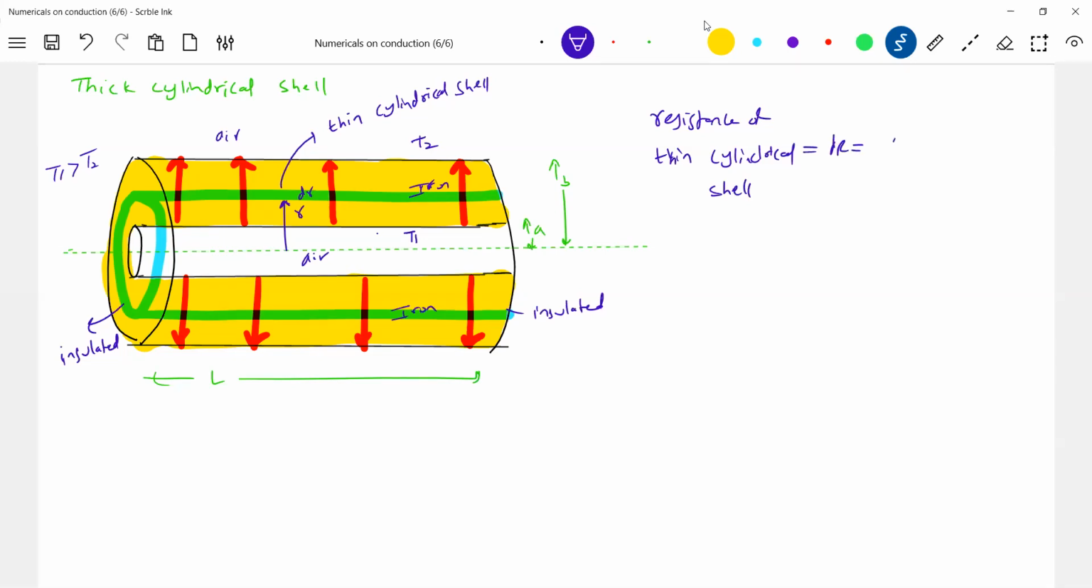What is the thickness of that? dr. K surface area. What is surface area of a cylinder? 2 pi r into L. Very easy. I think your everything got over. So what is surface area? The heat current will flow radially outward.